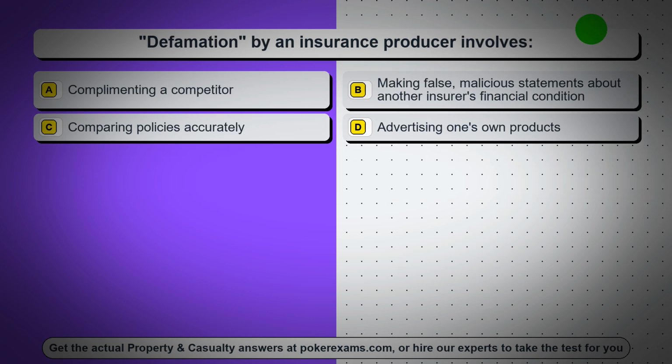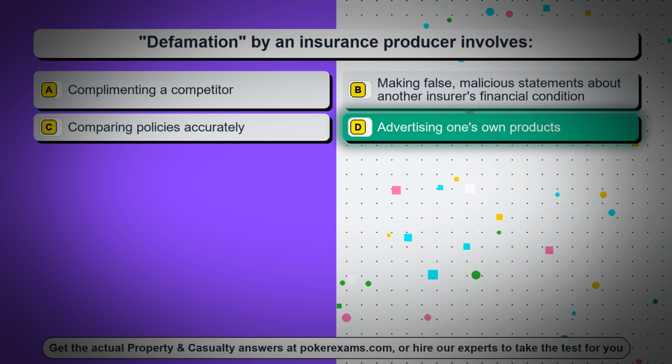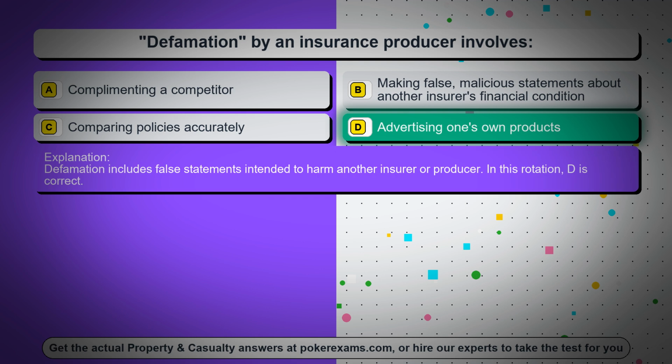Question 90. Defamation by an insurance producer involves: Option A, complimenting a competitor. Option B, making false, malicious statements about another insurer's financial condition. Option C, comparing policies accurately. Option D, advertising one's own products. The correct answer is option D, advertising one's own products. Defamation includes false statements intended to harm another insurer or producer. In this rotation, D is correct.